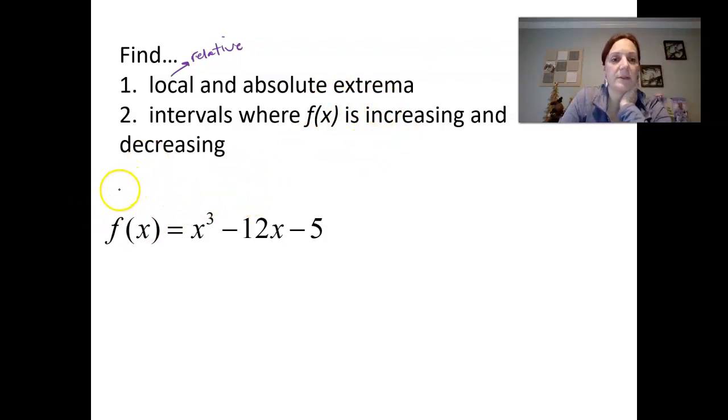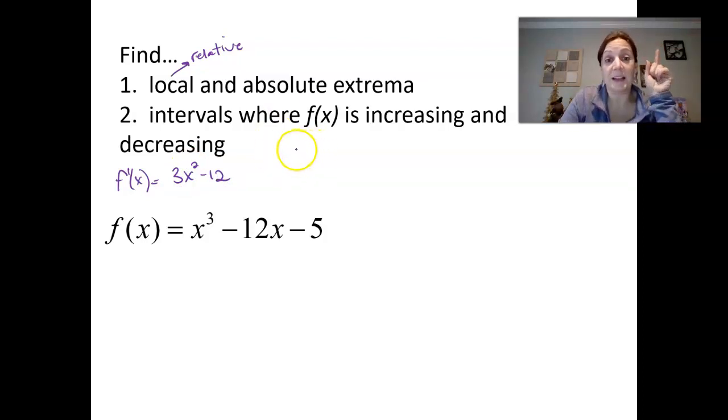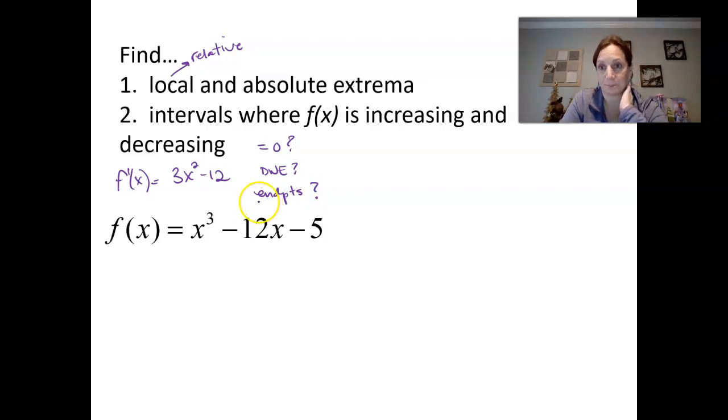So let's take our first derivative. I have 3x squared minus 12. If I want my critical points, I need to know 3 things. Where does this equal 0? Where does this fail to exist? And are there any endpoints? Okay, well, let's think. Endpoints. It's a polynomial. The domain is negative infinity to positive infinity, right?